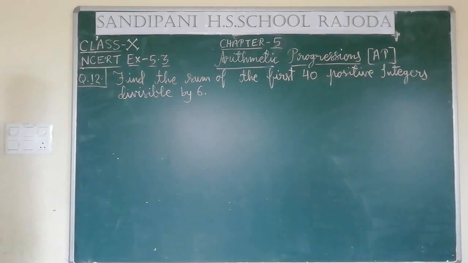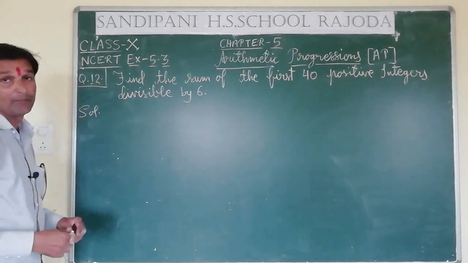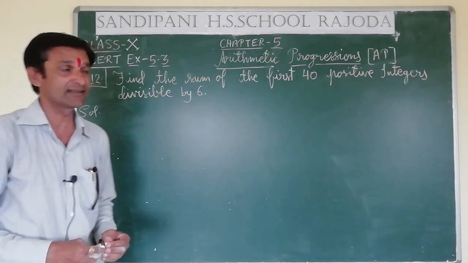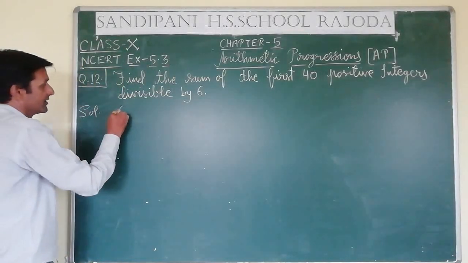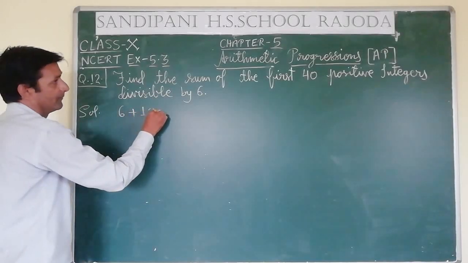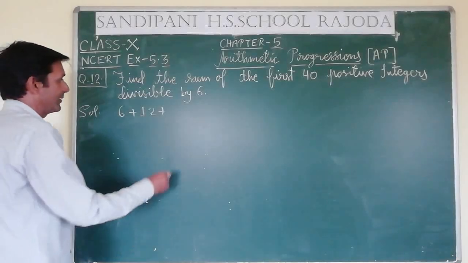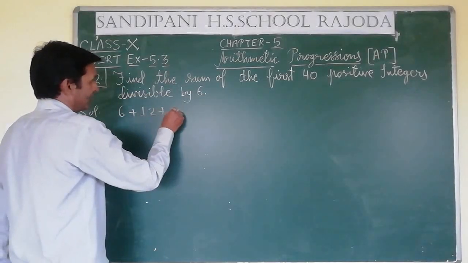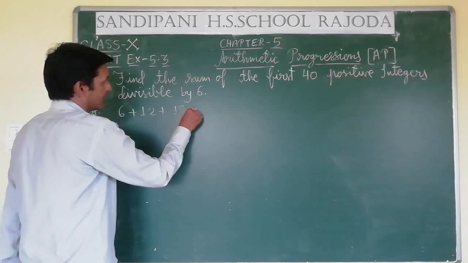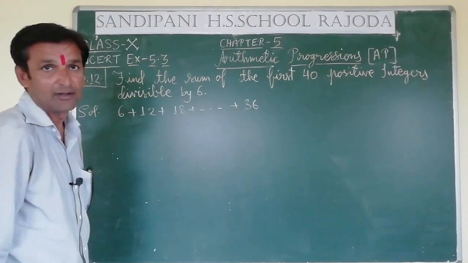Those which are divisible by 6. So first of all in the solution, what do we have to write? We have to make the arithmetic series: 6 plus 12 plus, because these are divisible by 6, 18 plus, and so on.